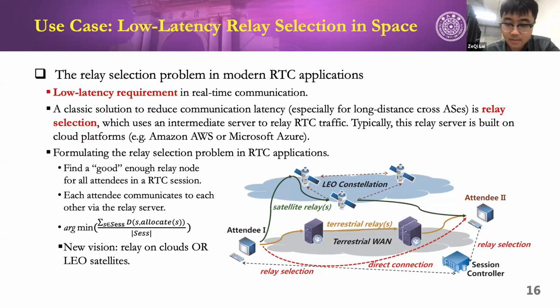Some applications, like Zoom, work in this way. The relay selection problem follows two stages. First, find a relay server which is good enough for all attendees, and then each attendee communicates with each other via the relay server. So here we want to ask the question. Our previous results have shown that LEO satellites have the potential to provide low latency. So can we put the relay on LEO satellites?